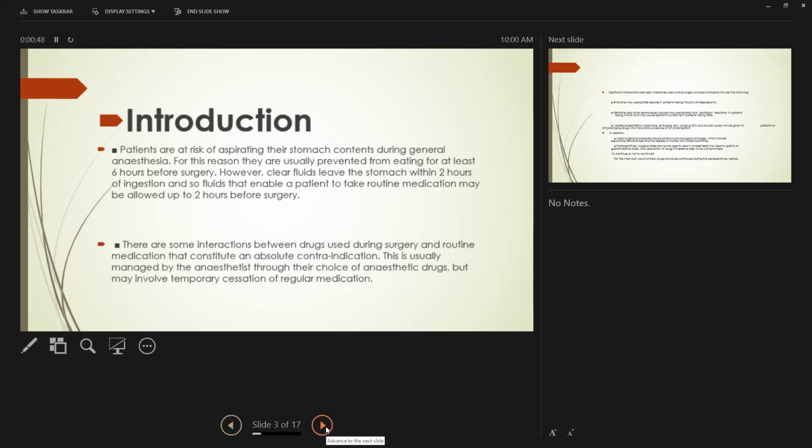Introduction. Patients are at risk of aspiration of their stomach contents during general anesthesia. For this reason, they are usually prevented from eating for at least 6 hours before surgery. However, clear fluids leave the stomach within 2 hours of ingestion, and so fluids that enable a patient to take routine medication may be allowed up to 2 hours before surgery. There are some interactions between drugs used during surgery and routine medication that constitute an absolute contraindication. This is usually managed by anesthetists through their choice of anesthetic drugs, but may involve temporary cessation of regular medication.